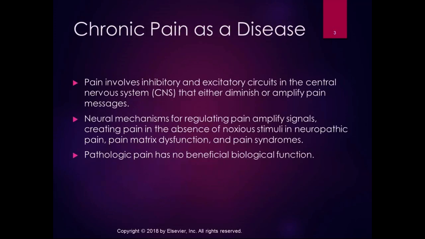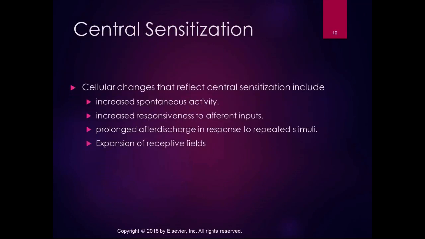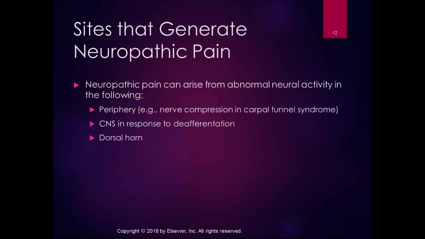So continuing the story of chronic pain, we talked about the four mechanisms that produce pain, and now we're going to talk about sites in the body that generate neuropathic pain using those four mechanisms. So neuropathic pain can arise from abnormal activity in the periphery, such as nerve compression, as in carpal tunnel syndrome, or ulnar compression at the elbow, and the central nervous system in response to deafferentation, and in the dorsal horn of the spinal cord. So those can be sites that are generating neuropathic pain.